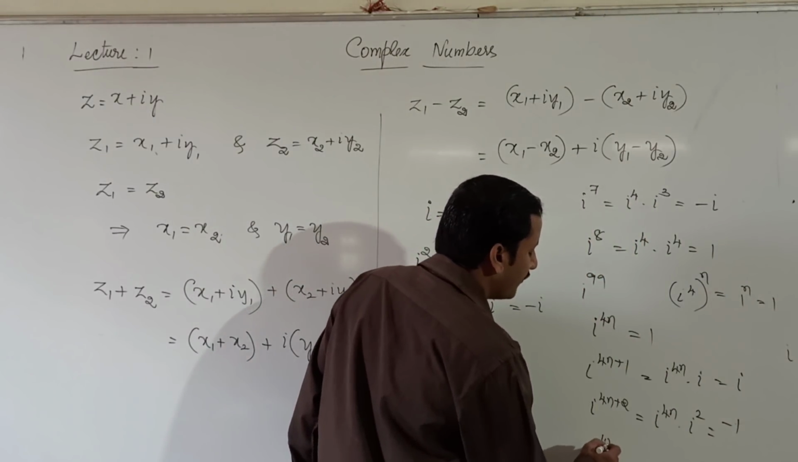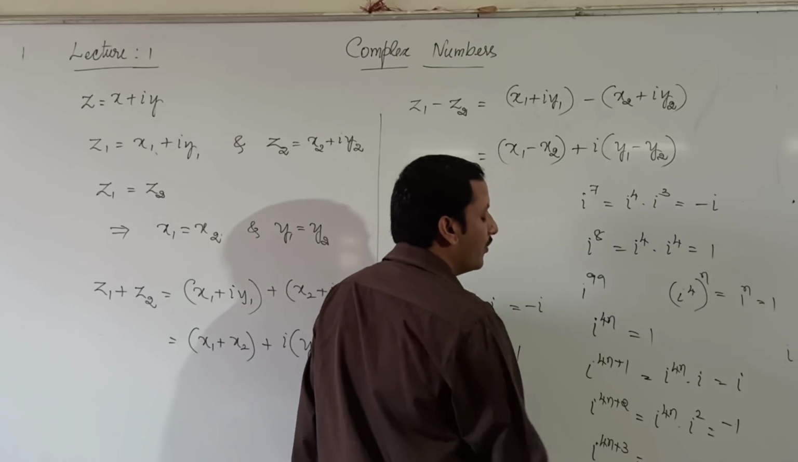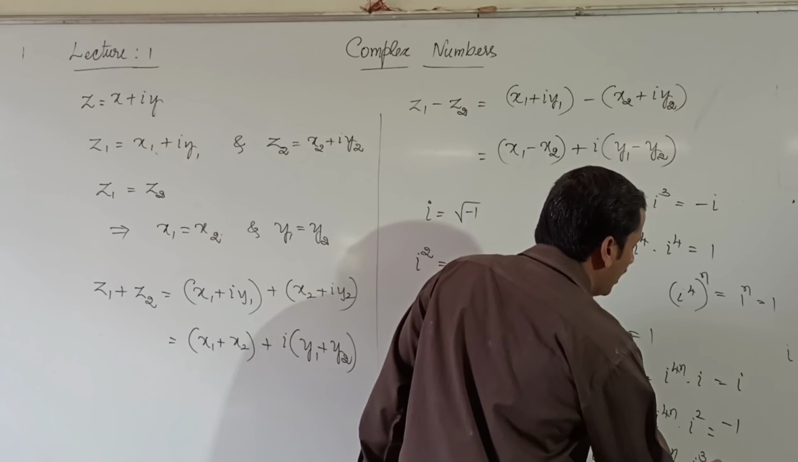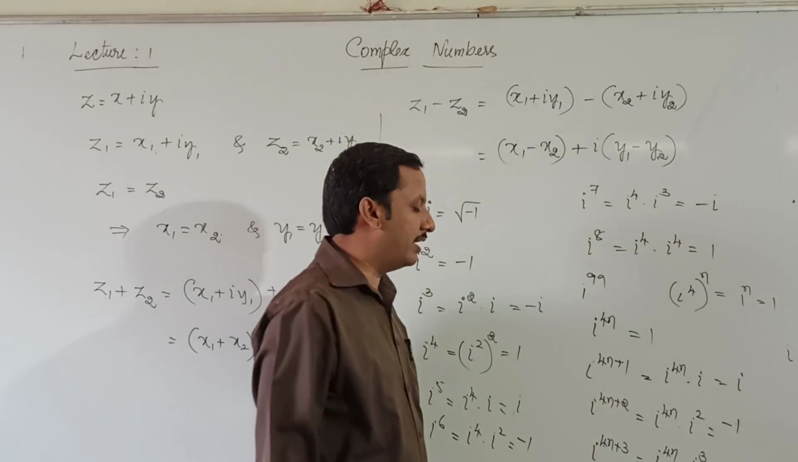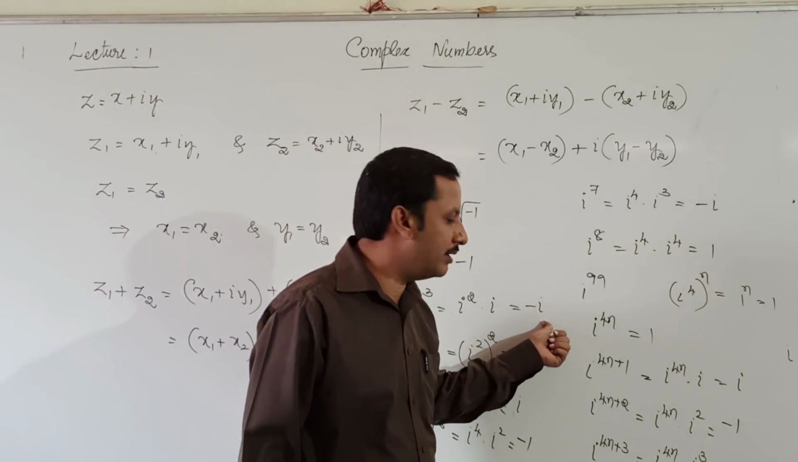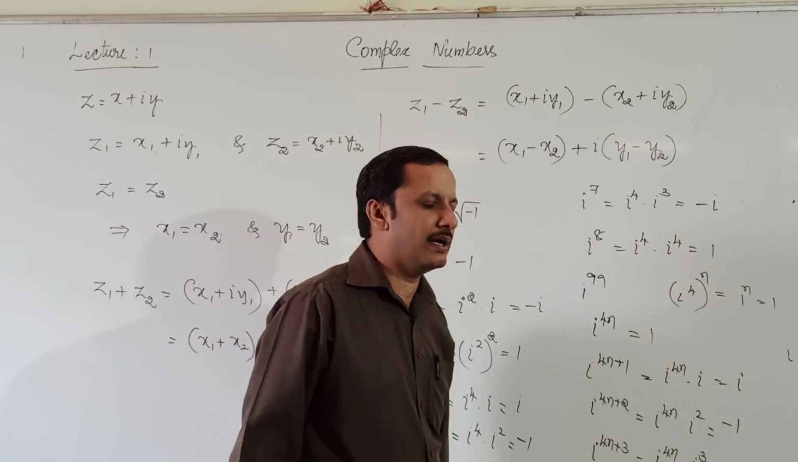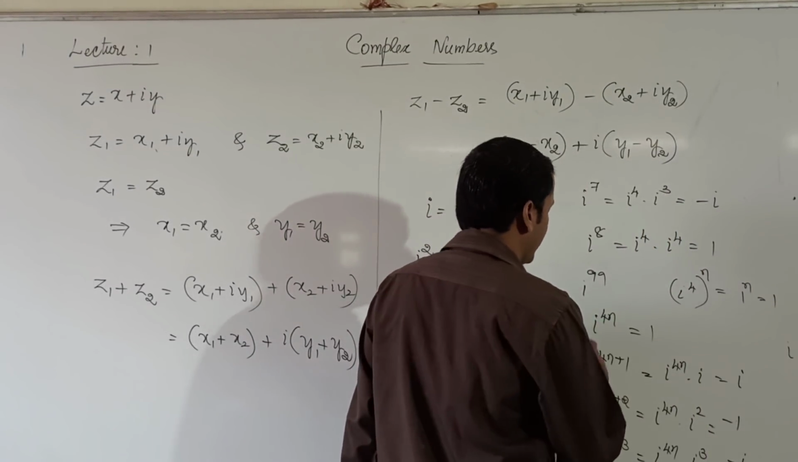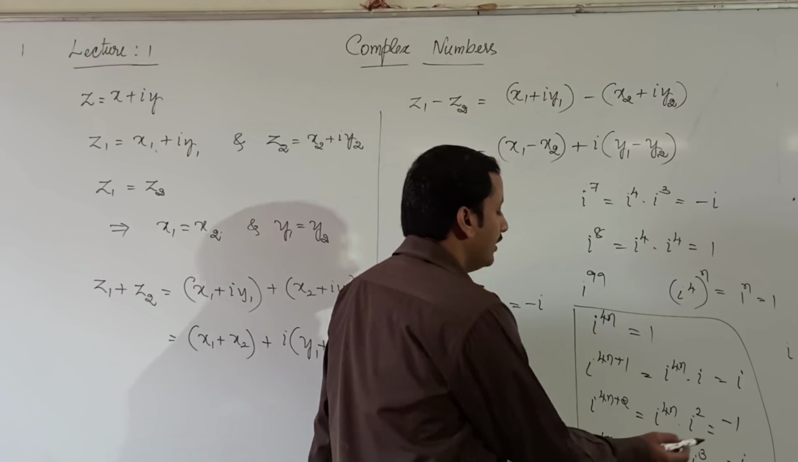Then i power 4n plus 3, I can write as i power 4n into i cube. i power 4n we already know is 1, and i cube we have calculated is minus i. So 1 into minus i will give you minus i. So you remember this formula. Then whatever you want.